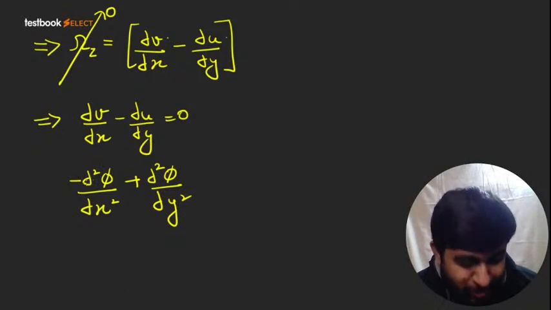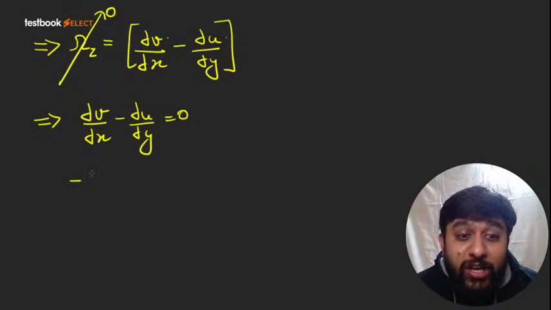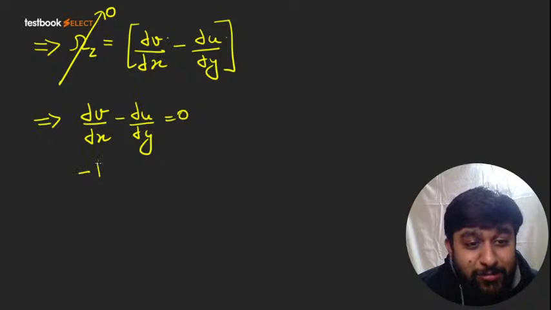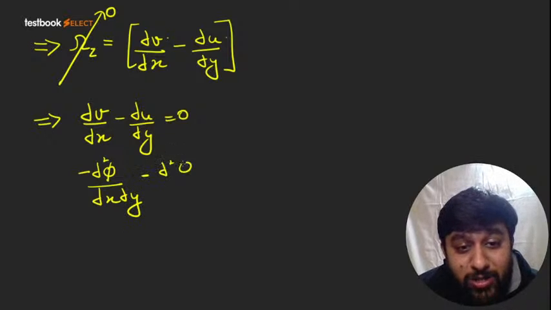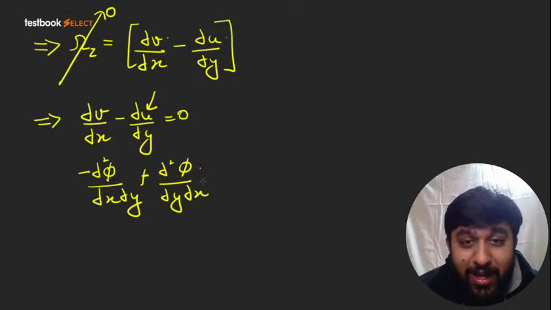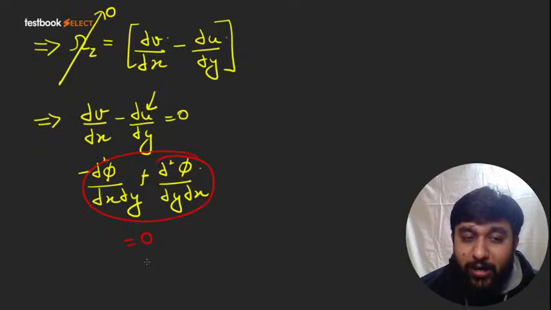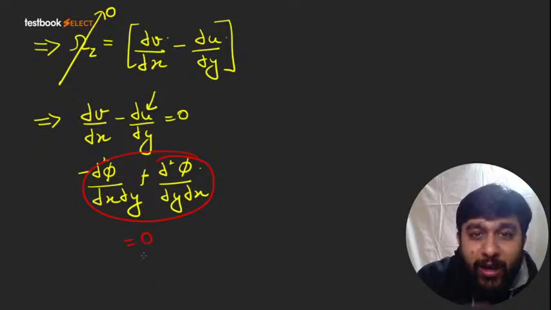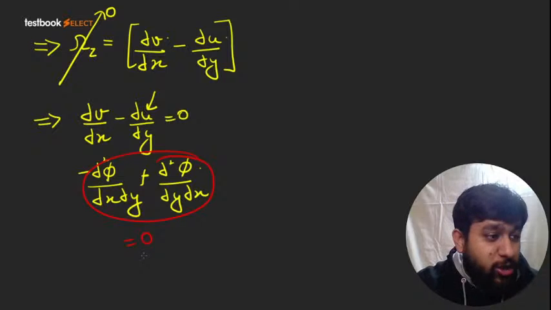Oh, yes. Sorry, I made a mistake. So what is v? v is minus del phi by del y. So this will become minus del square phi by del x del y. Right? And this will become minus del square phi by del y del x. But please note, here you have a minus. So minus and minus will become plus. Now please check. These two are same only. So what will you get? You will get a 0 only. So I hope you remember that from here we prove that velocity potential function is defined only for irrotational flow.